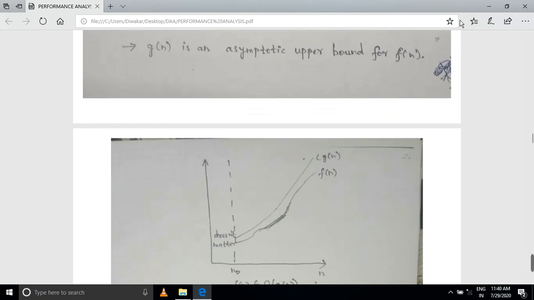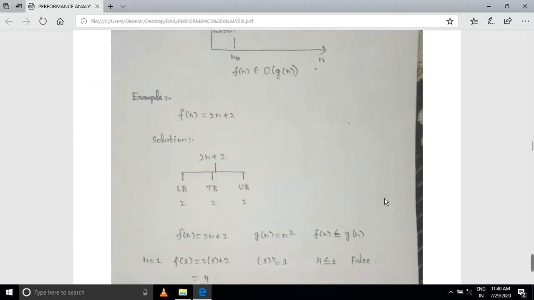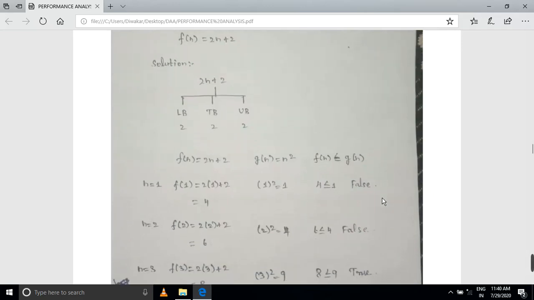For the upper bound of g of n, c is the constant, and the condition is f of n less than or equal to c times g of n. For example, take 2n plus 2. You have to split it this way: lower bound, tight bound, upper bound. For big O we follow the upper bound, for big omega the lower bound, and for big theta the tight bound.